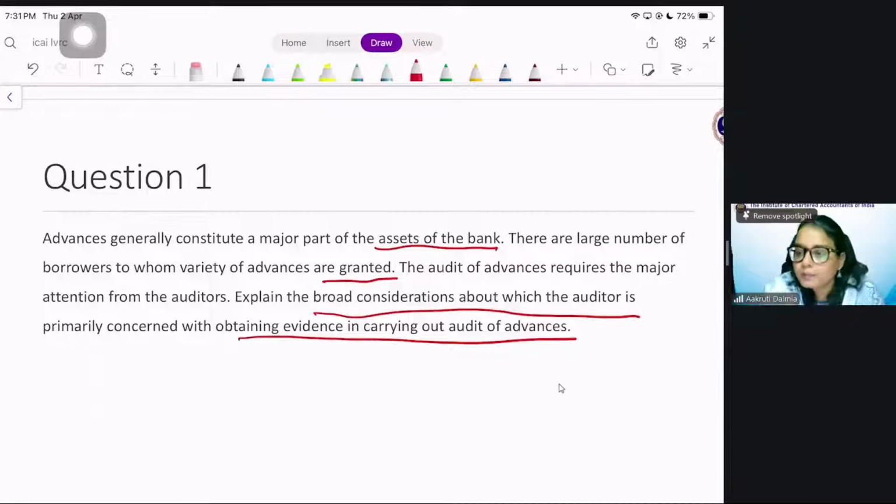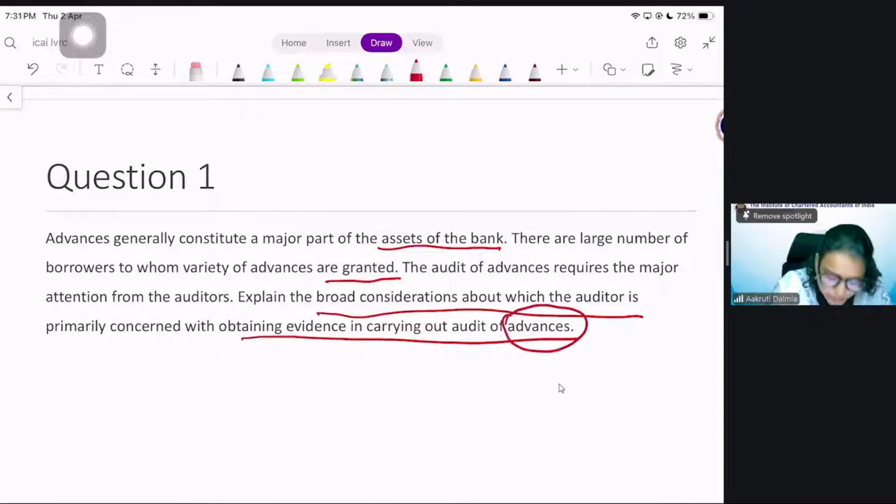First, tell me everyone, audit of advances. Advances is a balance sheet item or a P&L item? First, tell me that. Quickly tell me. Balance sheet item. Good.